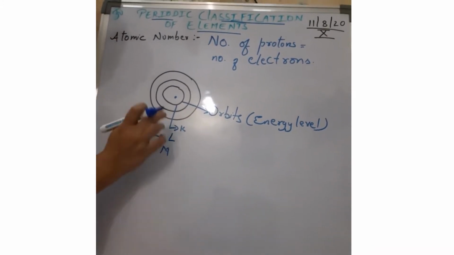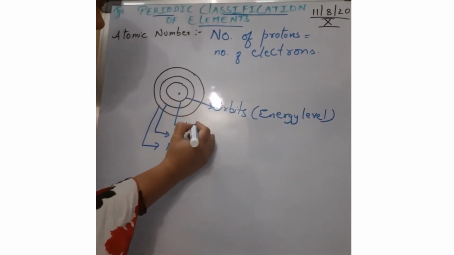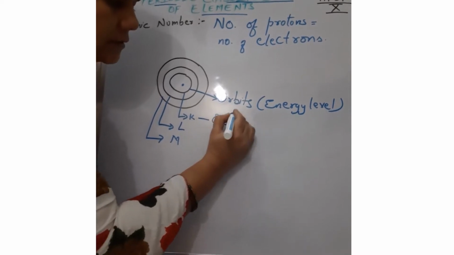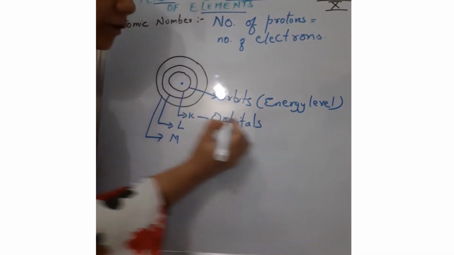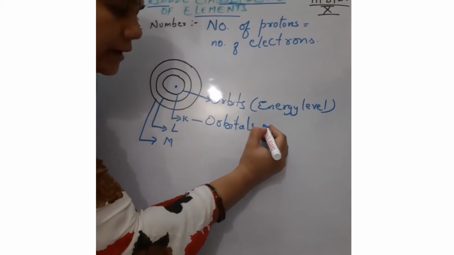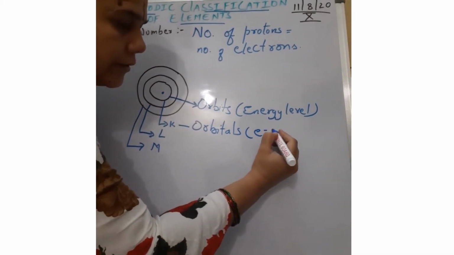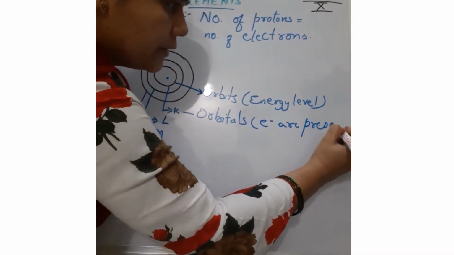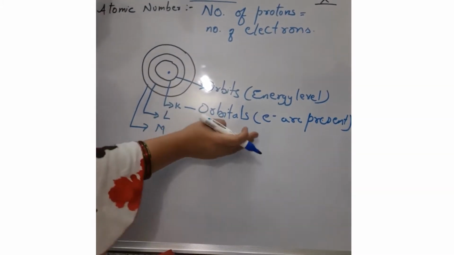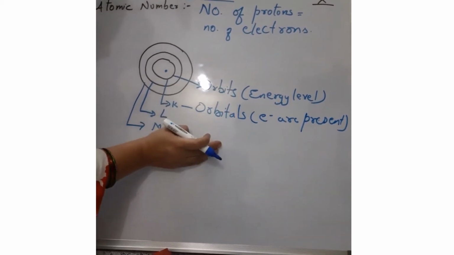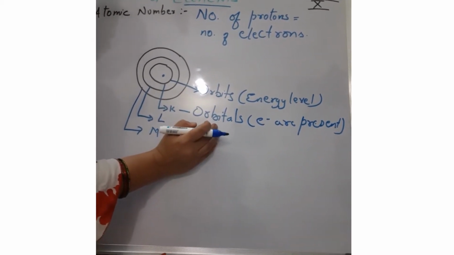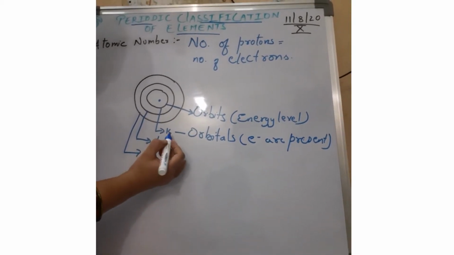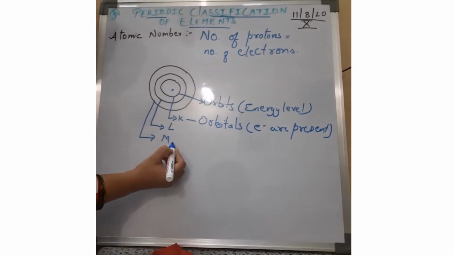Each of these orbits will contain an area called orbitals. What are these orbitals? These orbitals are where the electrons are found to revolve, where electrons are present in maximum concentration, where there is a probability of finding the electrons in maximum amount. Now these orbits are also called shells. So we can call them the K shell, L shell, M shell.